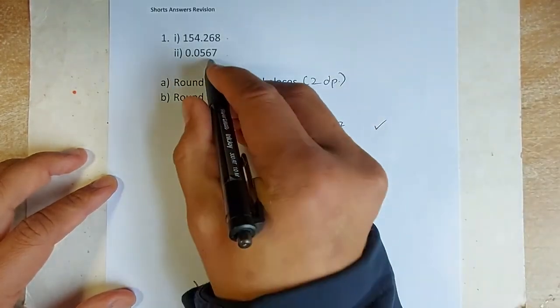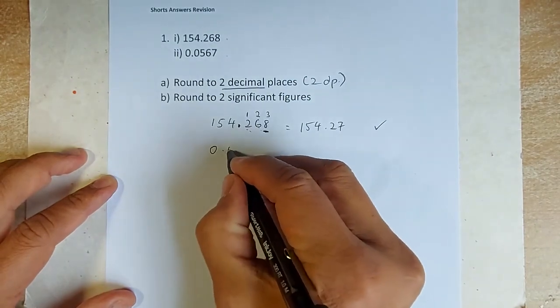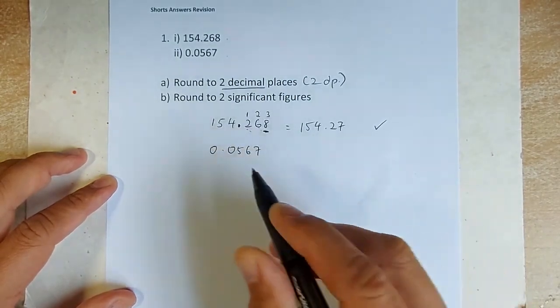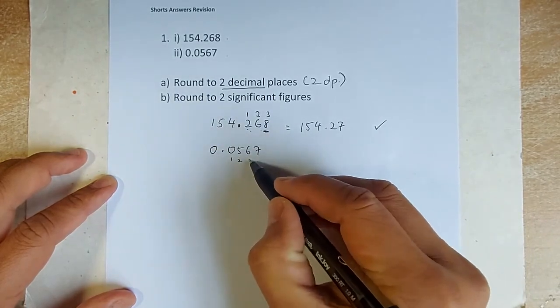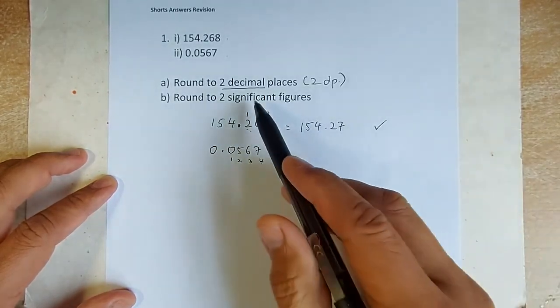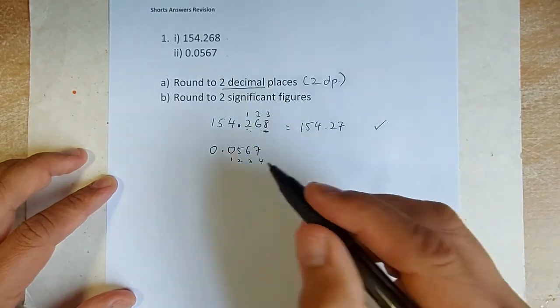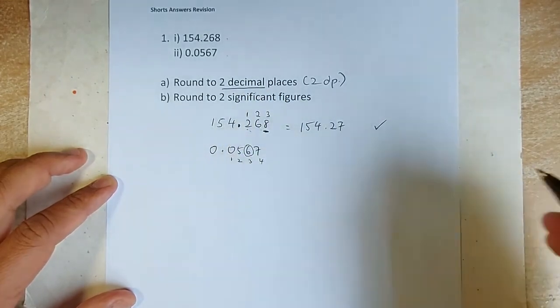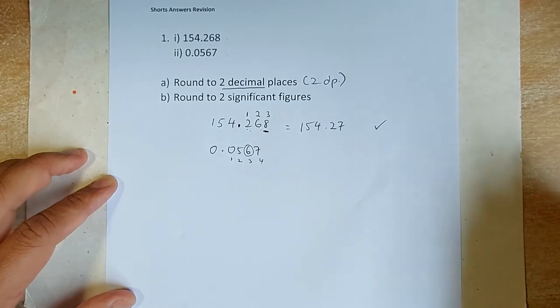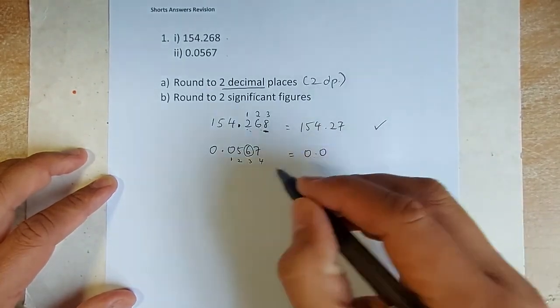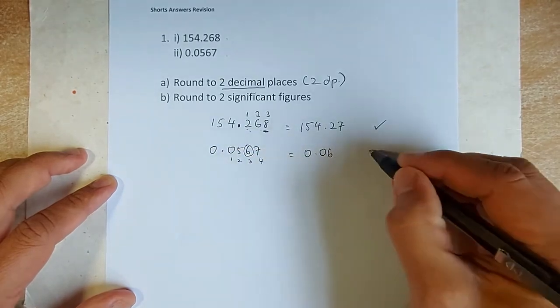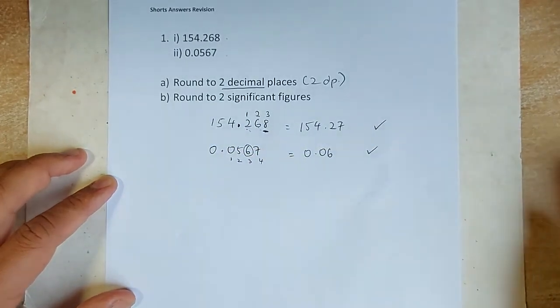The next one is 0.0567. And this is the decimal point. So this is the first number, this is the second, third, and fourth. Again, if they ask you to round to two decimal places, you are going to look at the third number. Again, the third number is more than 5, so you're going to round up. So it's going to be 0.05 becoming 0.06. And that is a simple 1 more mark.